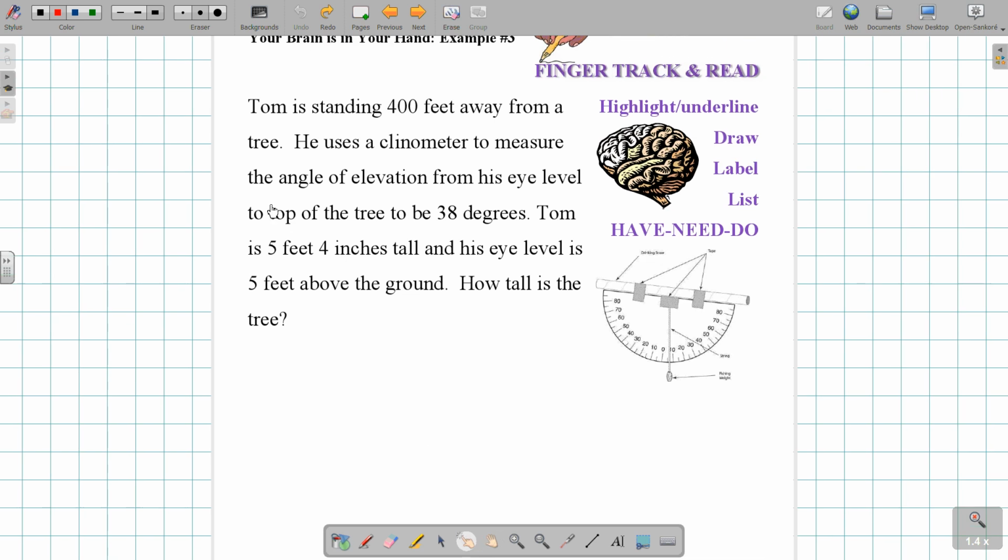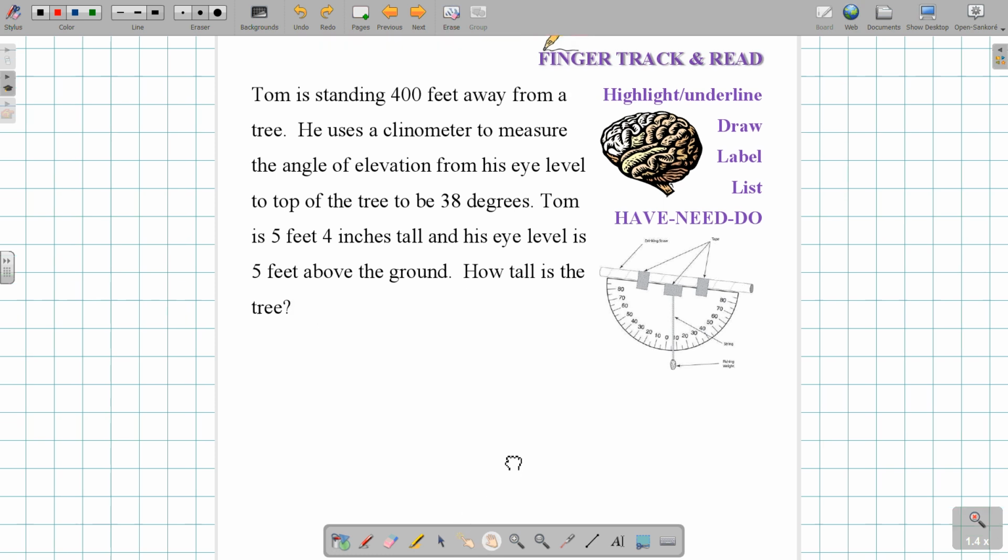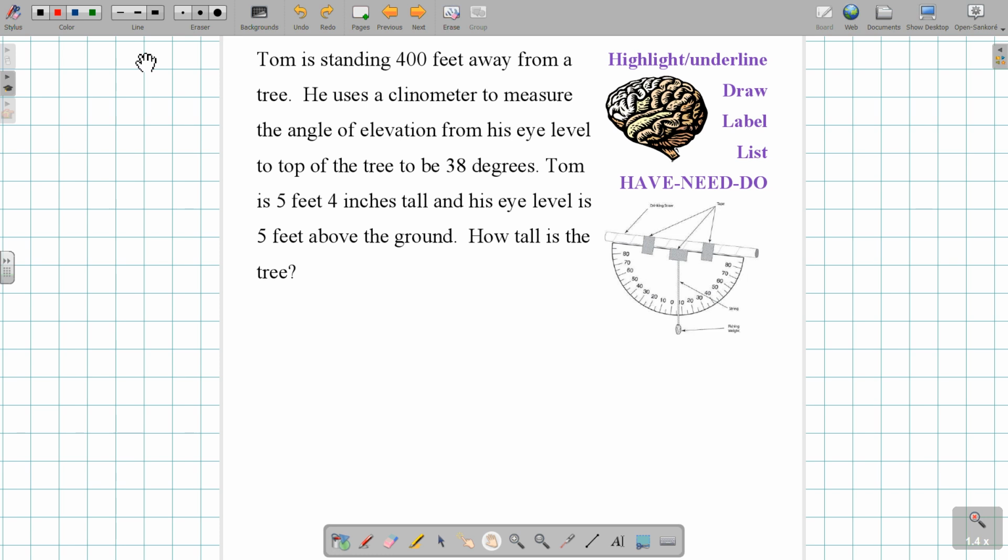Get your fingers on the paper, please, and read with your lips moving. Tom is standing 400 feet away from a tree. He uses a clinometer to measure an angle of elevation from his eye level to the top of the tree to be 38 degrees. Tom is 5 feet 4 inches tall. His eye level is 5 feet above the ground. How tall is the tree? Go back, underline, or highlight all your numbers.